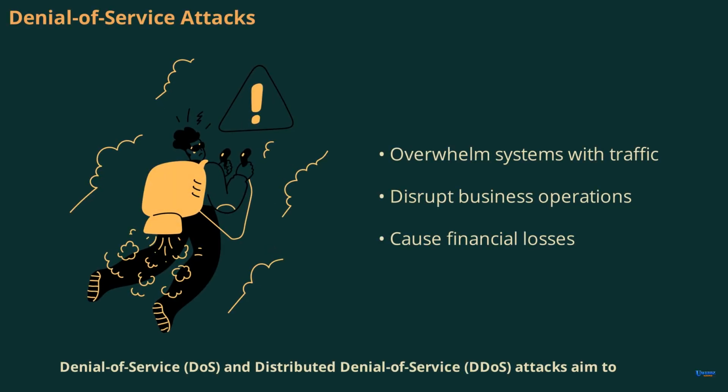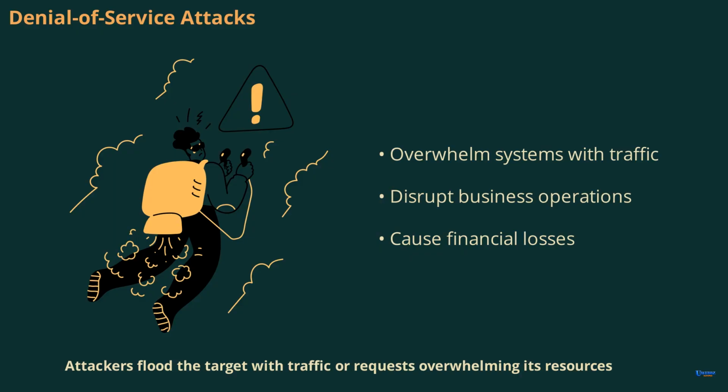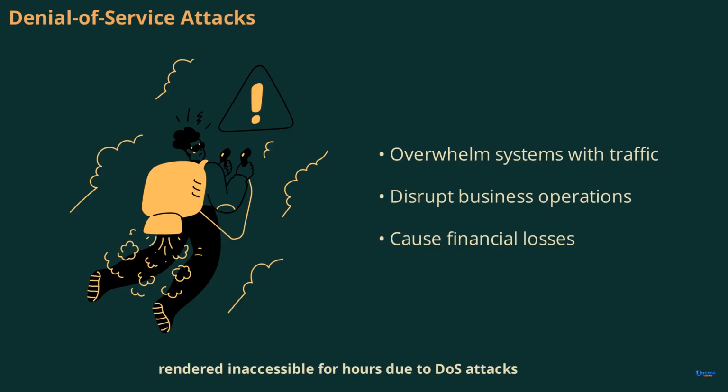Denial of service (DoS) and distributed denial of service (DDoS) attacks aim to make a service or resource unavailable to its legitimate users. Attackers flood the target with traffic or requests, overwhelming its resources. In 2000, major websites like Yahoo and Amazon were rendered inaccessible for hours due to DDoS attacks. These attacks can disrupt business operations and cause significant financial losses.